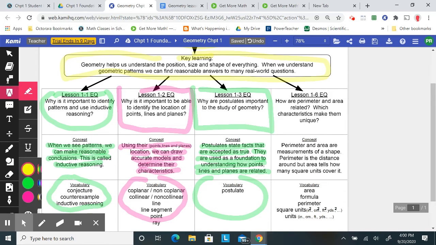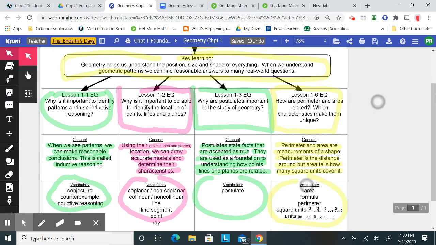And then the fourth lesson, or we're going to call it lesson 1-6, how are perimeter and area related? Which characteristics make them unique? So perimeter and area are measurements of a shape. Perimeter is the distance around, but area tells how many square units cover it. And our vocabulary list is down below. So that's our student learning map for chapter 1.